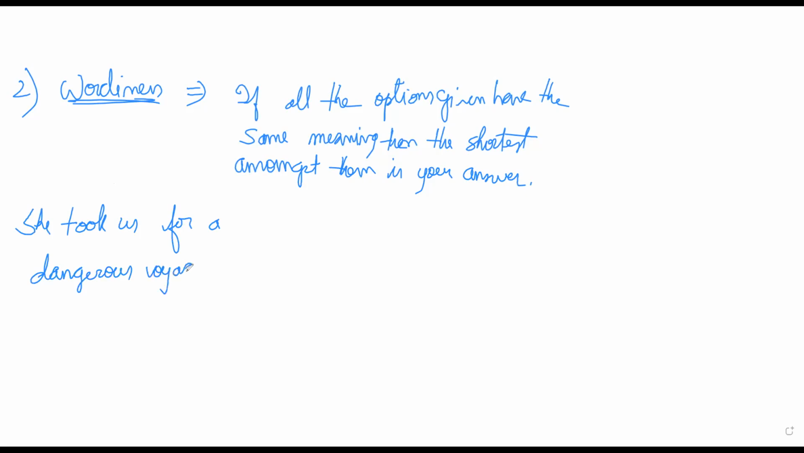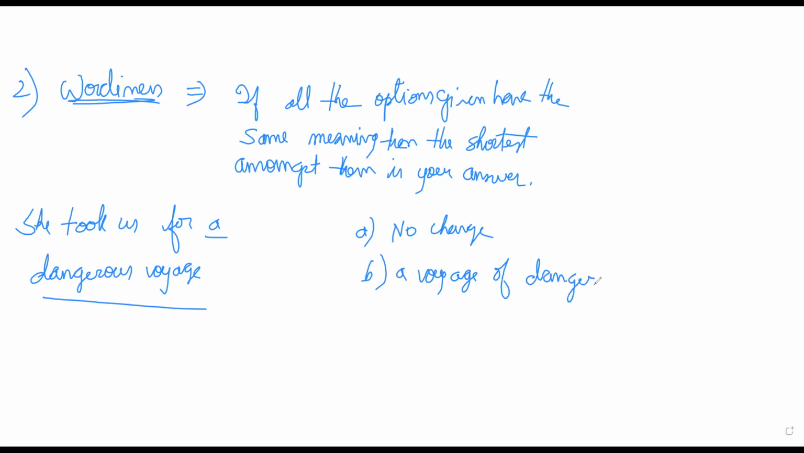Okay, and a dangerous voyage is underlined. So option A will be no change. Option B will be a voyage of dangerous sort. Then option C will be a voyage whose nature is dangerous.